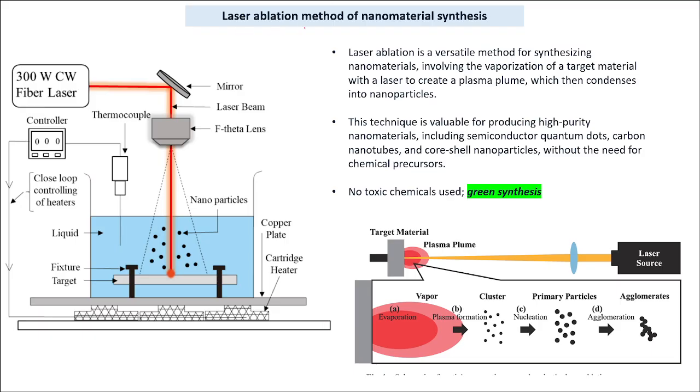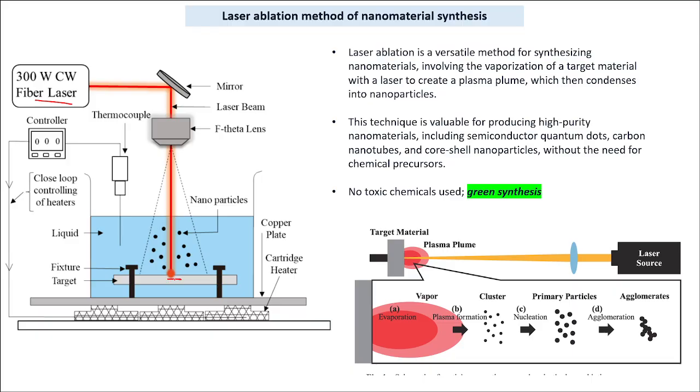The other one is the laser ablation method of nanomaterial synthesis. So in this case, what is happening? Suppose this is the fiber laser which is being used as a source of causing nanoparticles to be sputtered out. So these are the nanoparticles. This is the target. Whatever laser beam is there, after passing through the mirror and this lens, it is getting concentrated on this target material.